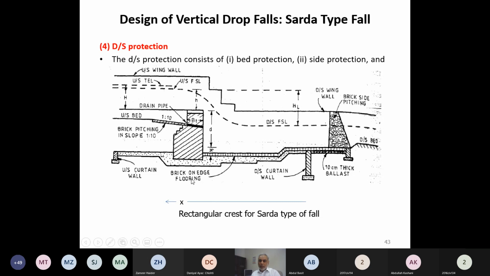In the case of barrages, this thickness becomes too high. Sometimes slabs of 12 feet, 13 feet thickness are provided. In Chashma Barrage, I think roughly 10-12 feet of thickened slab is provided just to take care of the uplift pressure. While in the case of falls, you will be calculating, I think it will be a few meters.